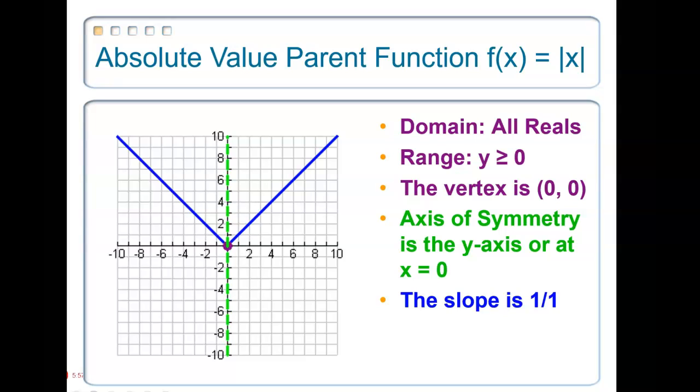The absolute value function has a domain of all reals. The range of the absolute value function is always y greater than or equal to 0. Its vertex is the origin, (0, 0).